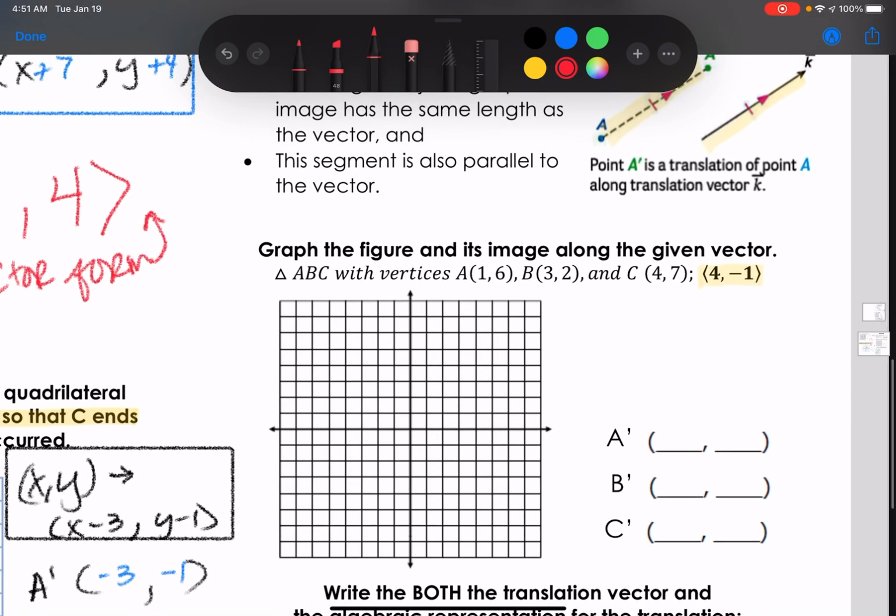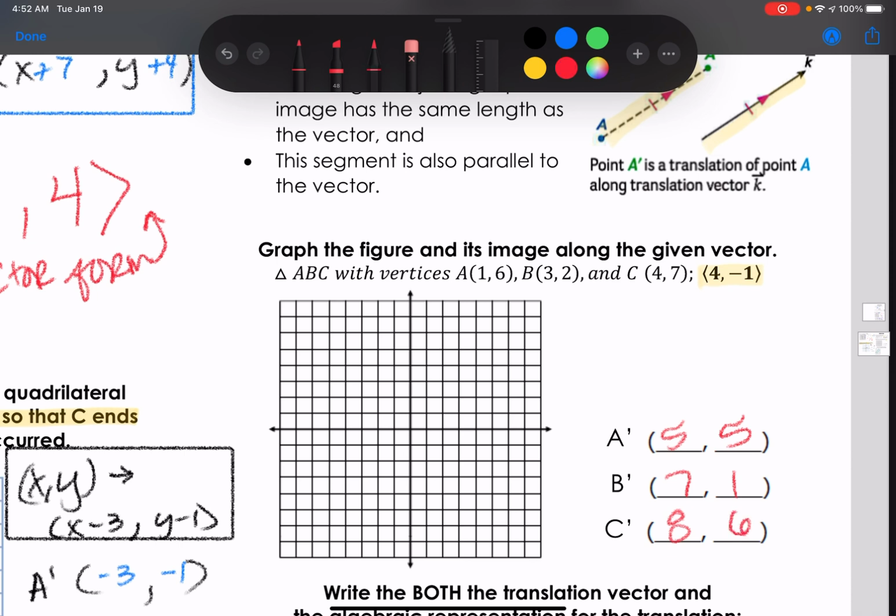All right, so same thing here. I can still do my math. So A prime is going to be plus 4. So 1 plus 4 is 5. And then 6 minus 1, you get 5. All right, B, you've got 3, 2. And we're going to be adding 4 to the 3. And then 2 minus 1 gets you 1. 4 plus 4 is 8. And 7 minus 1 is 6. And these are your new points.